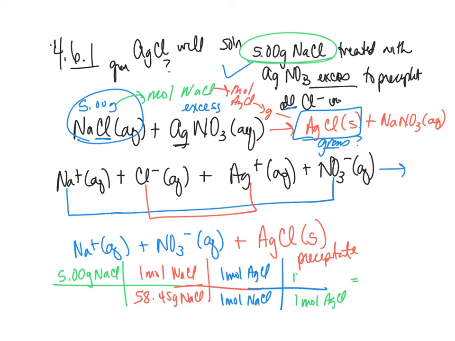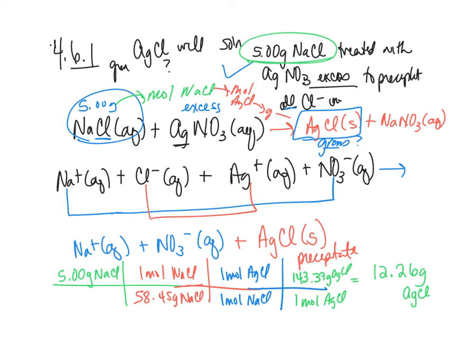So that's 143.33 grams of silver chloride. Now I can do 5 divided by 58.45 times 143.33, and that's 12.26 grams of silver chloride.